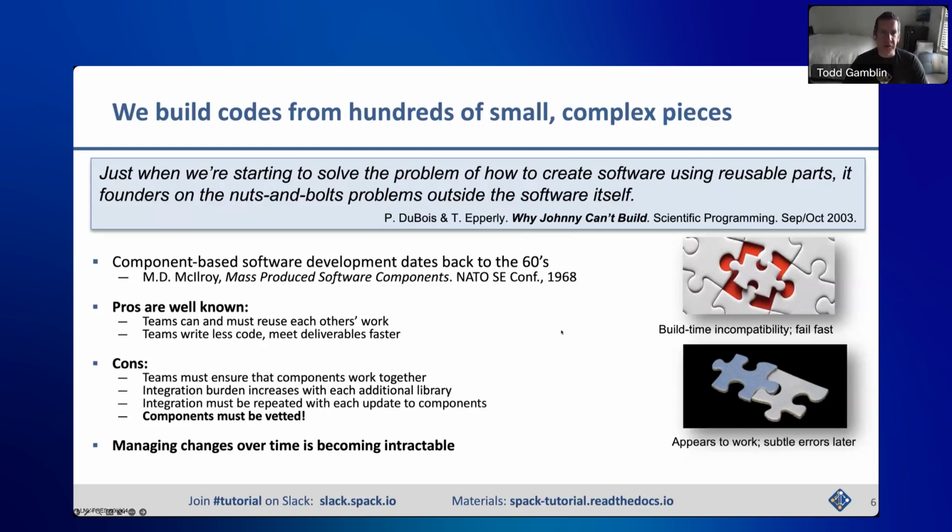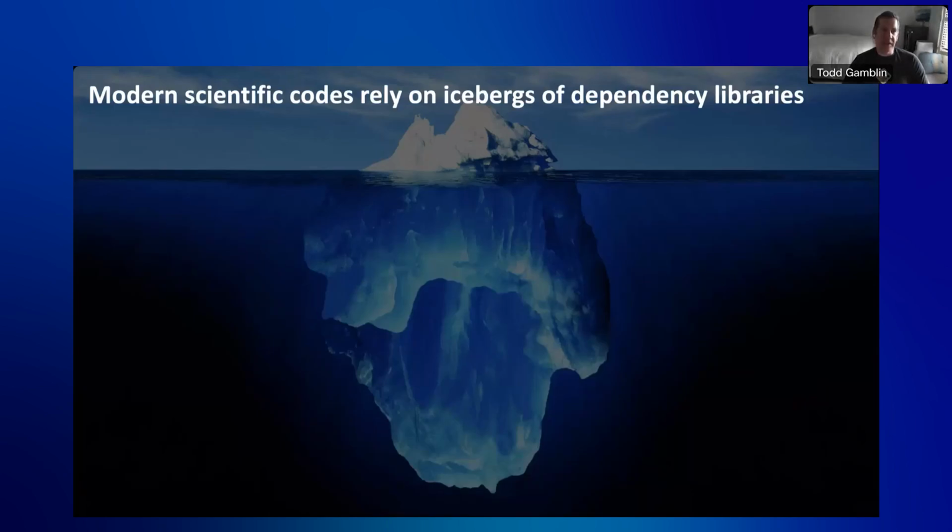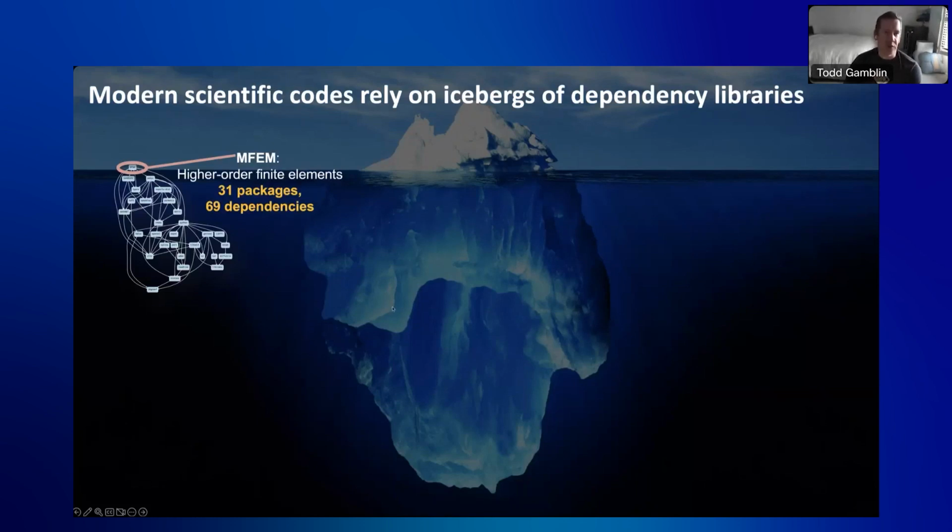And that's becoming difficult. Spack's designed for scientific codes, and these rely on huge numbers of dependency libraries. So if you look at a simple domain-specific library like MFEM, it's for higher order finite elements. A basic configuration of MFEM is still going to be 31 different packages. There's MFEM itself, there's some solvers in here, there's IO libraries and so on. And there's 69 different dependency relationships just in that configuration.